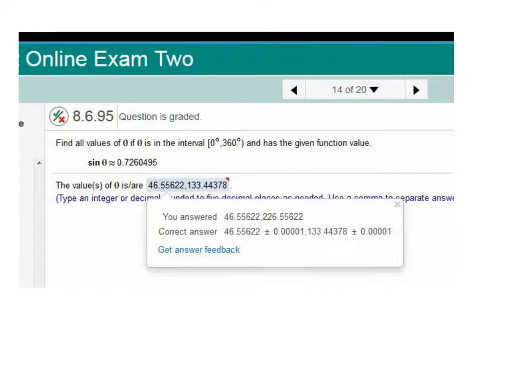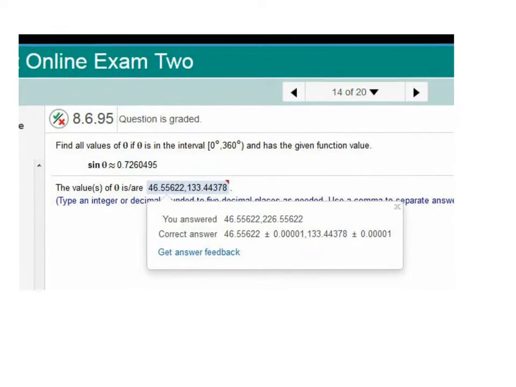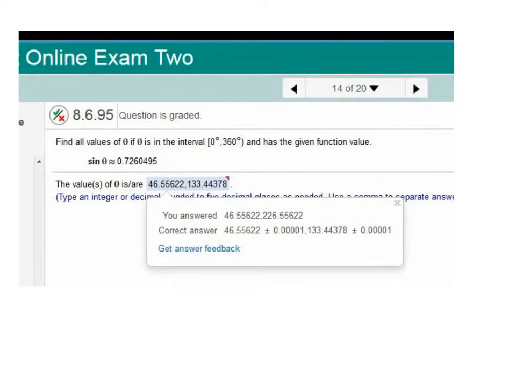A lot of you had the first angle correct. I grabbed just a random sample, one person's version of this problem. This person has the first angle correct, and then the second angle seems to be in the wrong quadrant. Now I've seen this over and over, so I grabbed a copy of this problem so I could create a video.